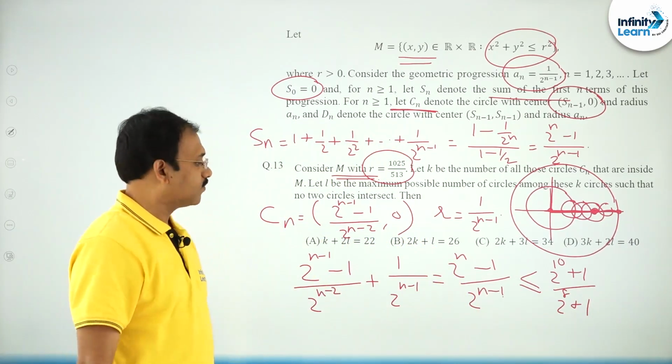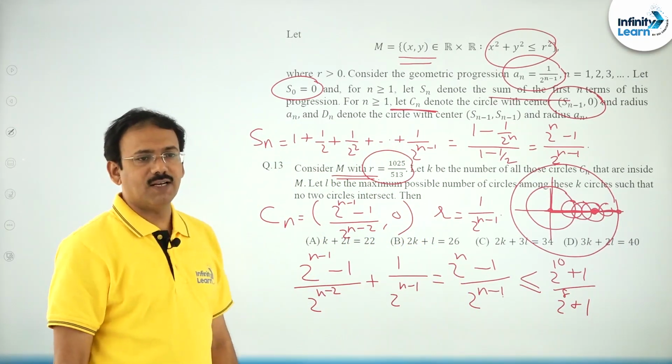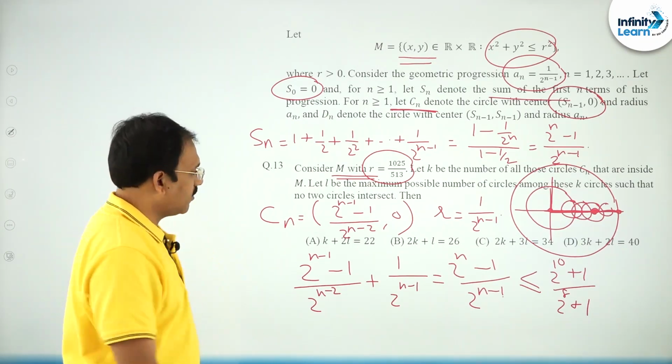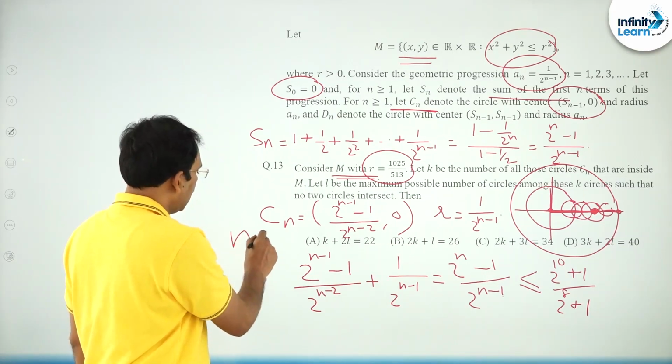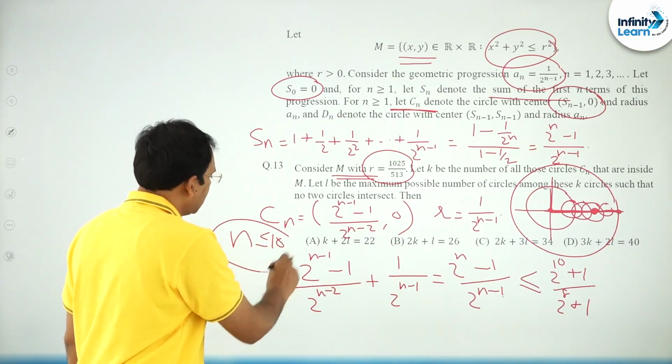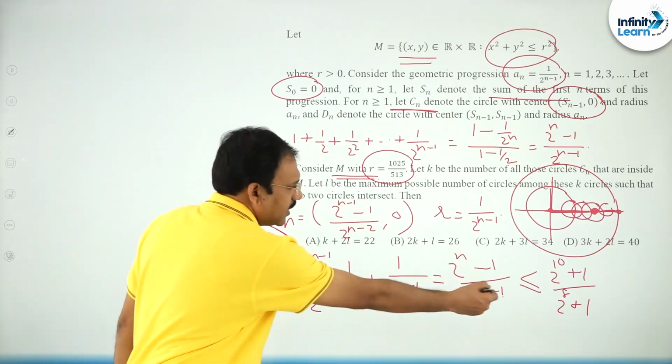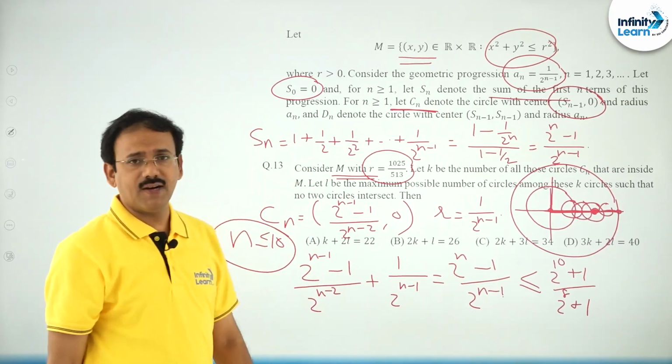From this you can observe that n is less than or equal to 10. The maximum possible value of n is going to be 10. Simple, you can just compare the inequality and see.